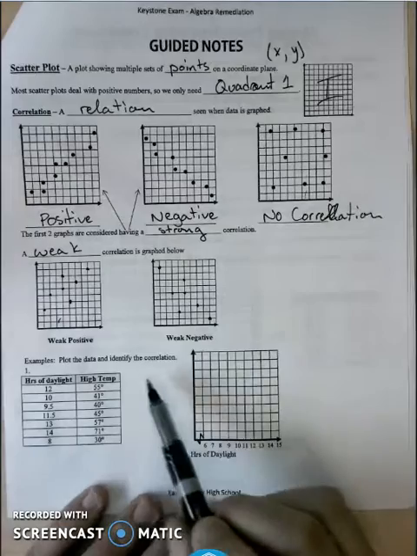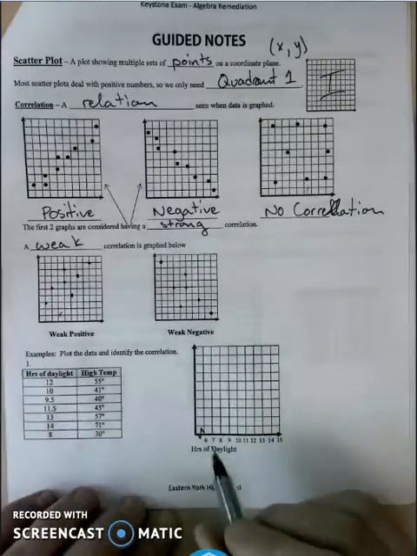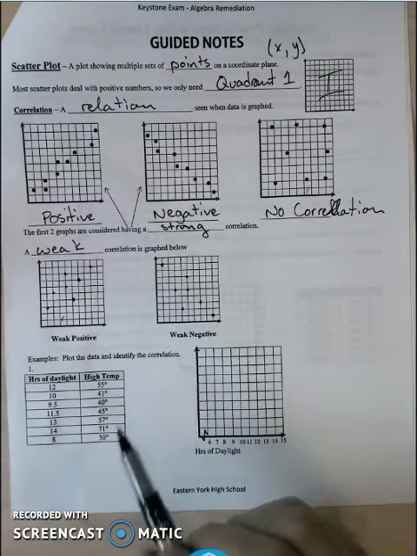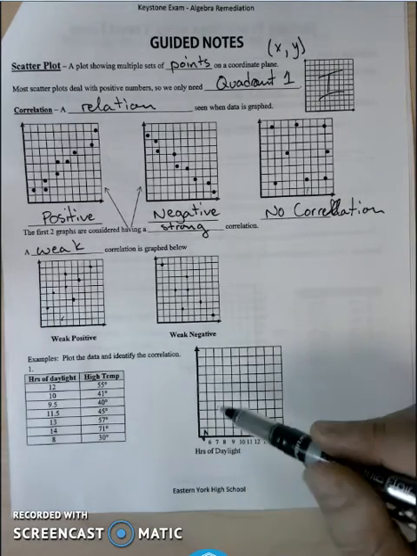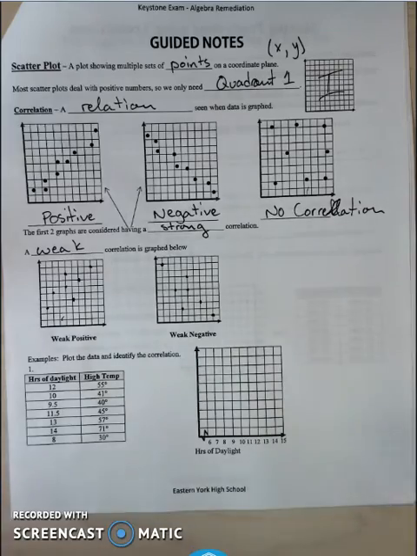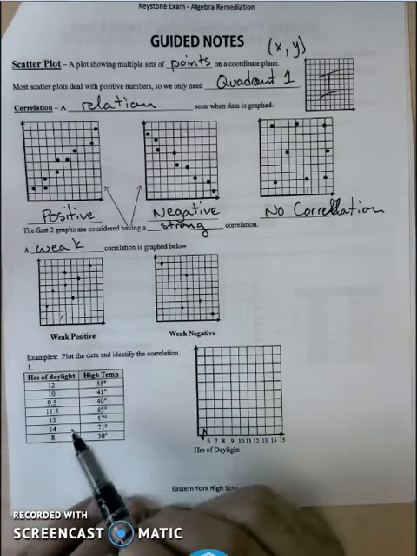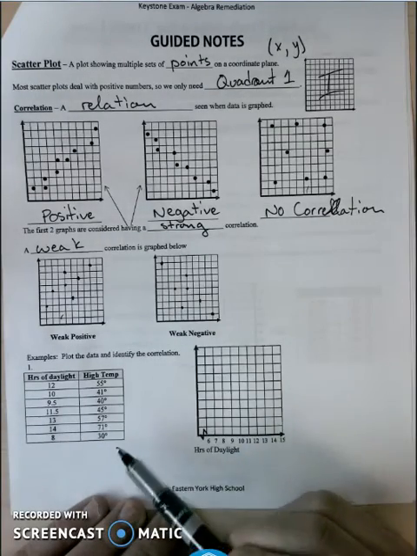So we're going to plot the data and identify a correlation here. We have hours of daylight along the bottom, and then along the side here, we're going to use temperatures. And scaling is one of the biggest problems that we have when we're trying to do scatter plots. On your scale on the left-hand side, we want to make sure that we can get all these high temperatures on there.